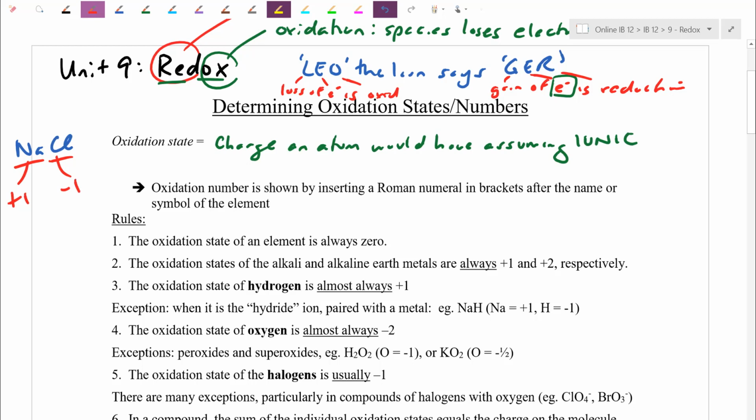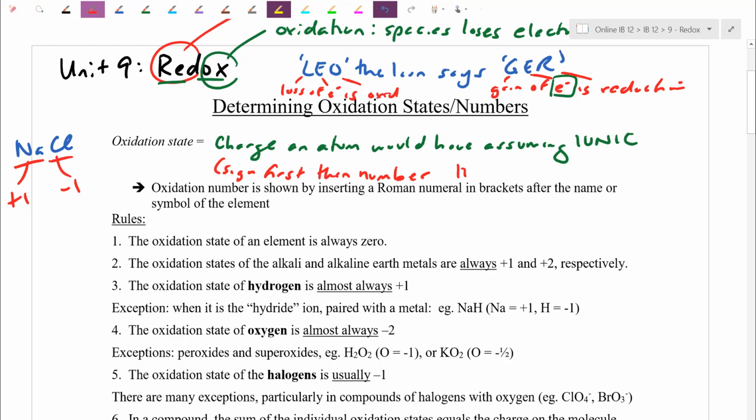If I pretend this is ionic, well, it is ionic. What's the charge of sodium? Sodium's oxidation state is +1. Chloride's oxidation state is -1. Really easy for an ionic compound. This is where it really is important: you have to put the sign first and then the number. Even on their mark scheme, they mark you wrong if you put 1+ instead of +1.